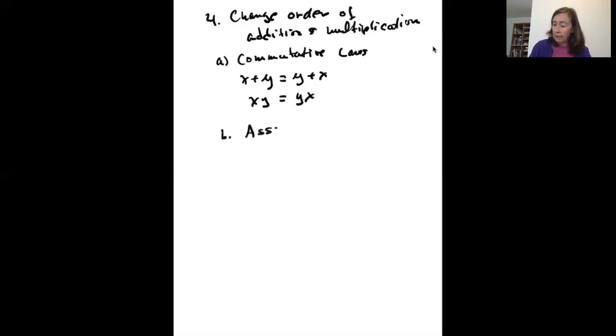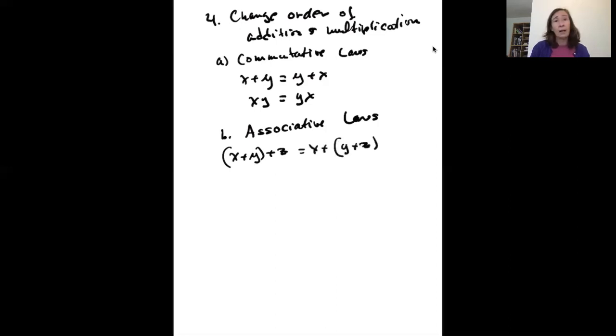We have associative laws, which say when we have a bunch of things that we're adding or multiplying, we can group them different ways. So if we want to add y to x and then add z, we could first add x and y and add z to that, or we can add y plus z and add x to that. Same story with multiplication. We can multiply x by y and multiply the product by z, or we can multiply y and z and multiply that by x.